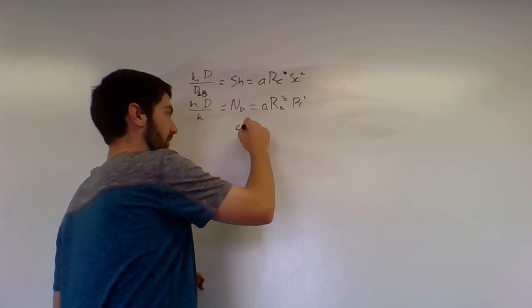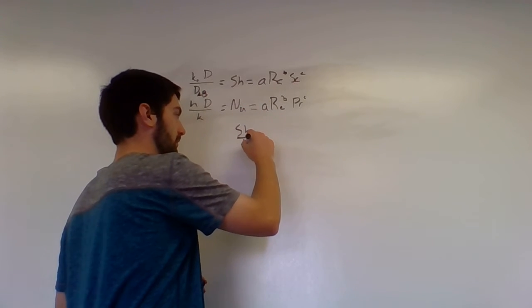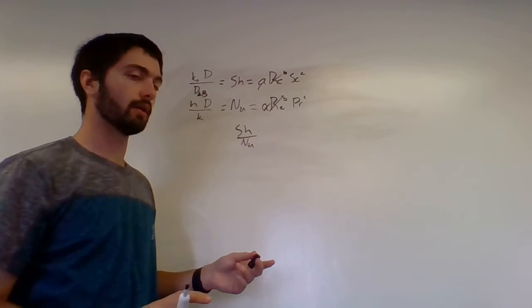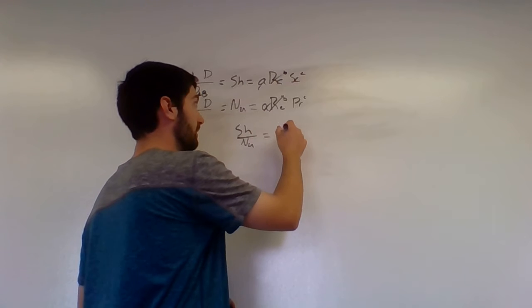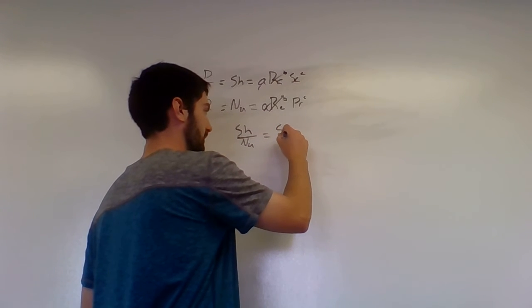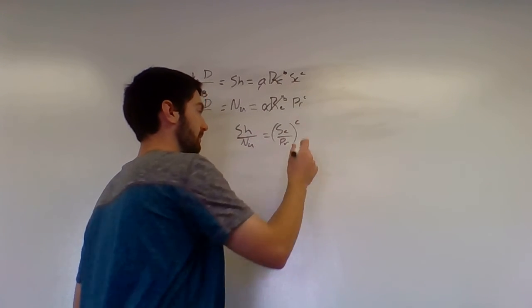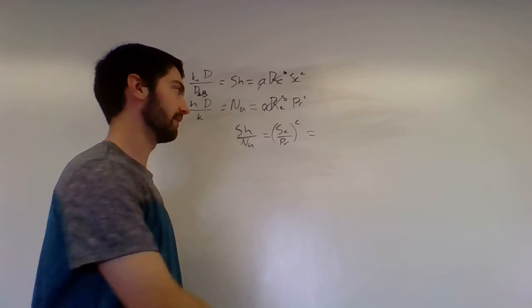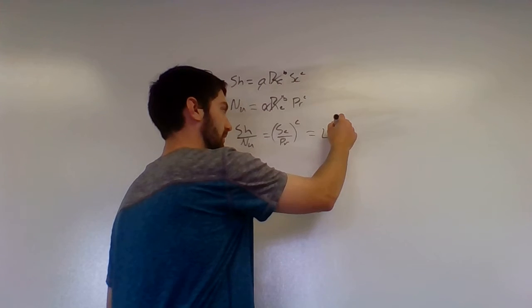So now I want to take a look at Sherwood over Nusselt. So A and Reynolds to the B are going to cancel. So we're left with Schmidt number over Prandtl number to the C power. Well, Schmidt number over Prandtl number is defined as the Lewis number, so Lewis to the C.